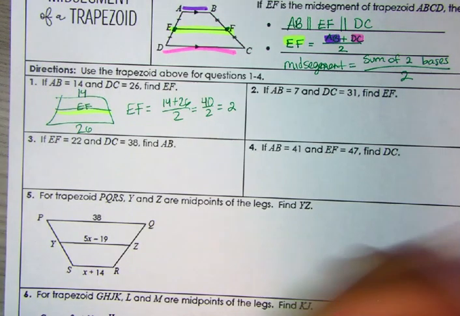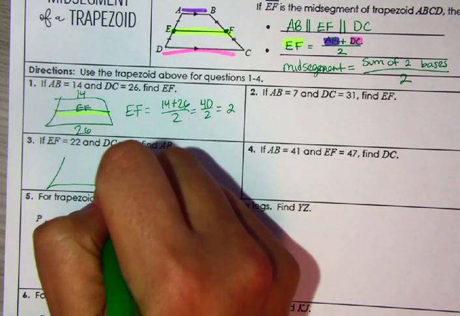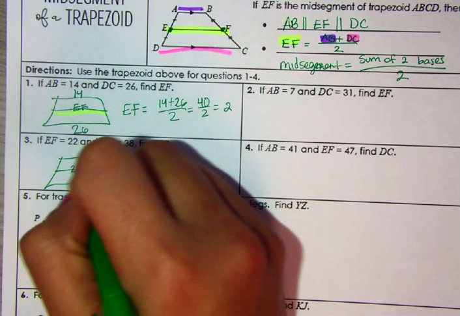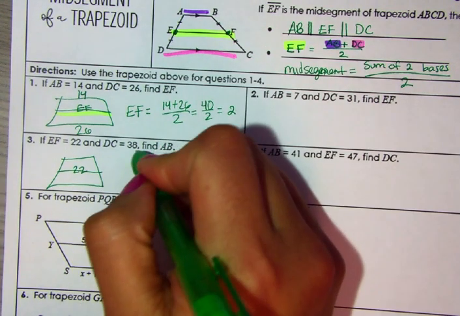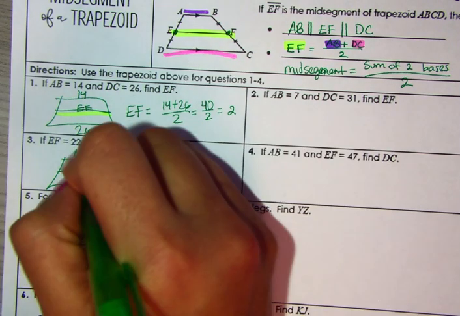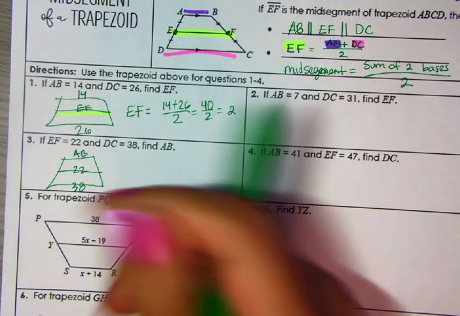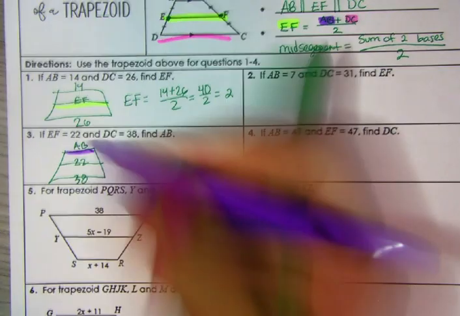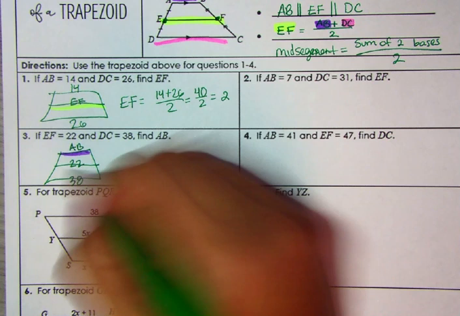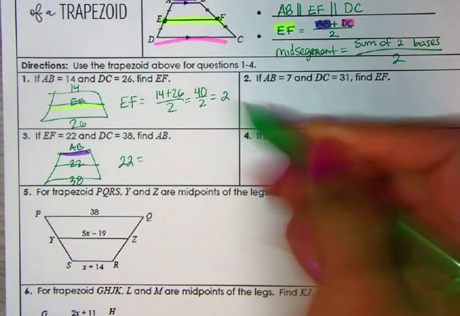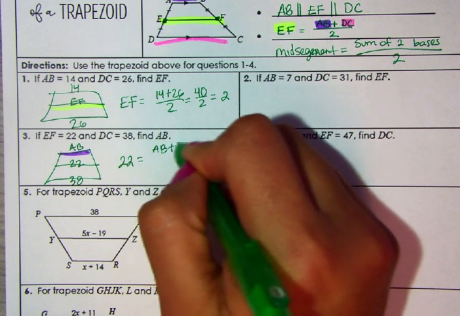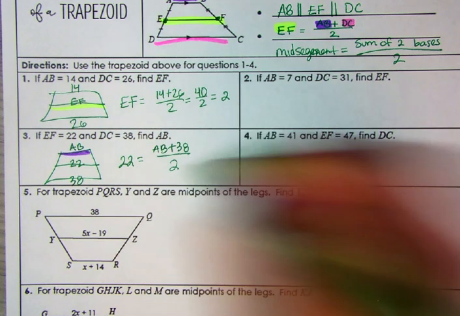The next part, you want to just kind of sketch what you have here. EF is the middle part, so that's 22. And then DC is 38. And they want you to find AB. So that part is the top base, which in this case, following the formula, we have the mid-segment, which is 22, equals the two bases, AB and 38, added, and then divided by 2.